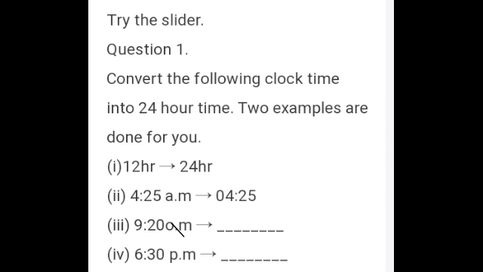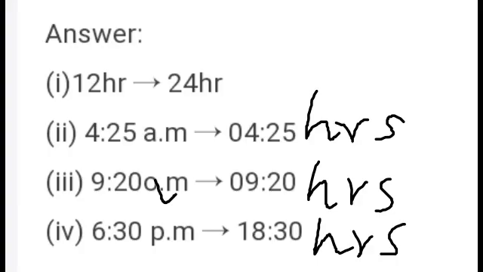And 6:30 PM means, what do we need to do? We need to add 12. So 12 plus 6:30 means 1830 hours. 1830 hours. In the same way, for the second sum we need to subtract.